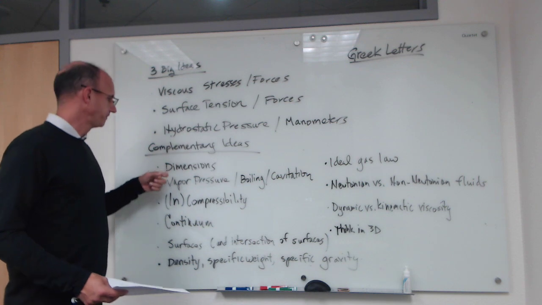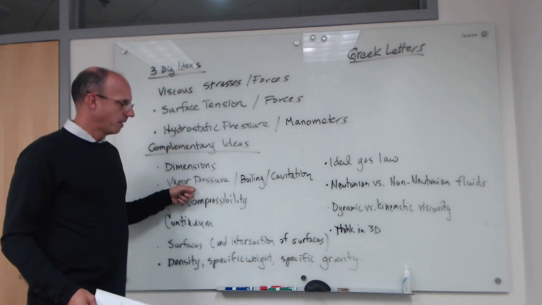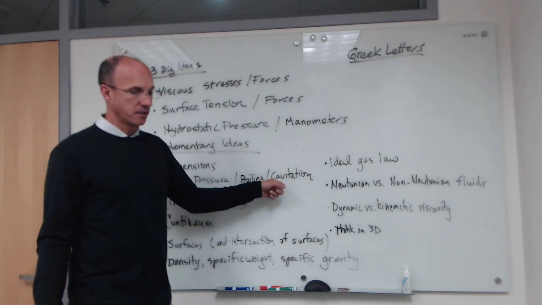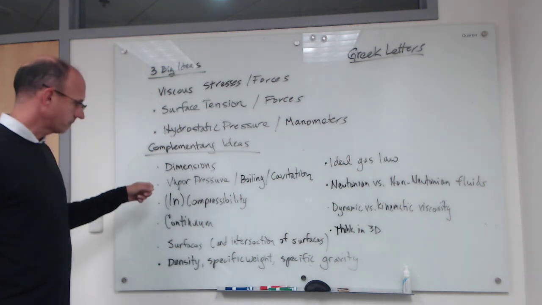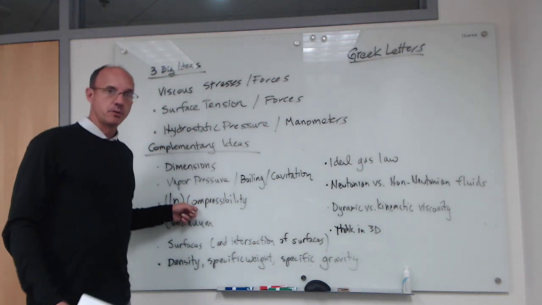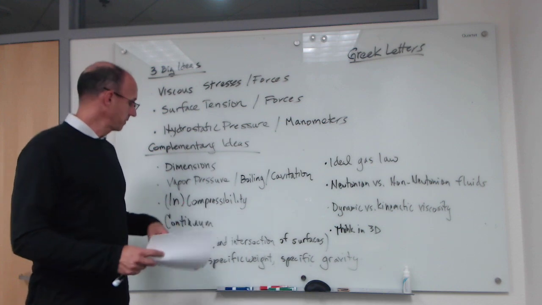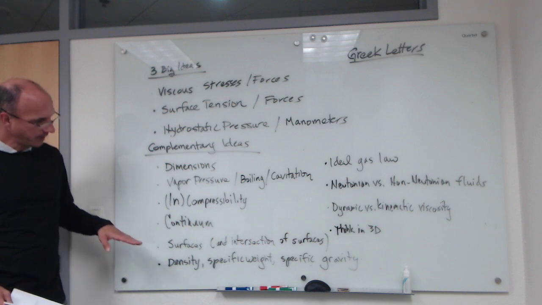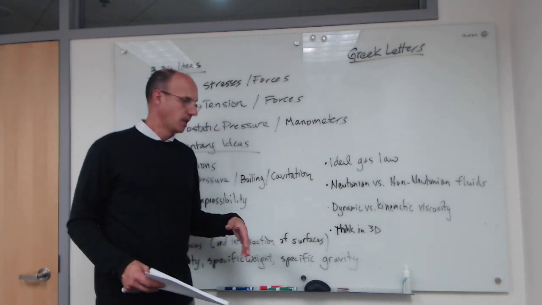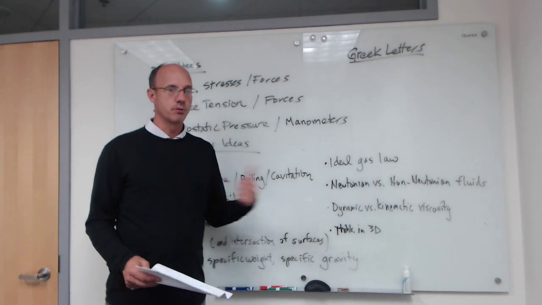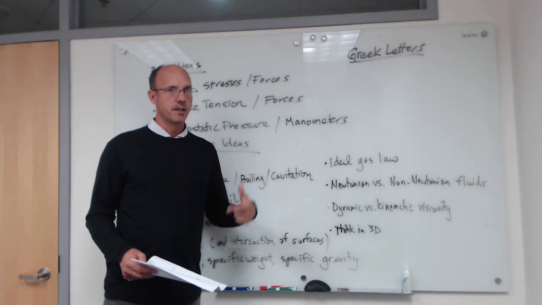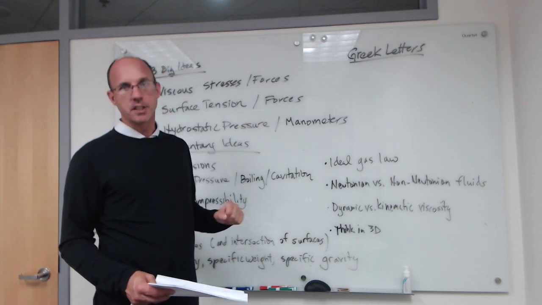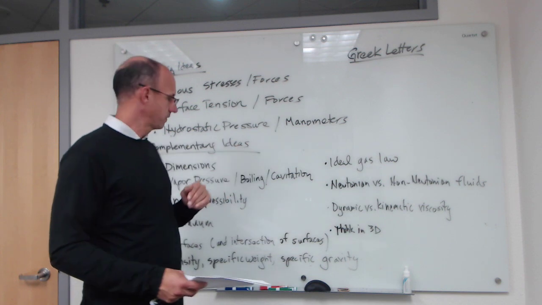Always know your dimensions. We need to understand this idea of vapor pressure because it relates to boiling, it relates to cavitation. The idea that some fluids can be assumed to be incompressible, others are compressible. The idea of a continuum, we have a video on that. We need to be able to visualize surfaces and the intersection of surfaces. That's really important for looking at surface tension problems and also for looking at pressure problems when we move through vertical systems and we see how the pressure changes vertically. Recognizing those surfaces is important.